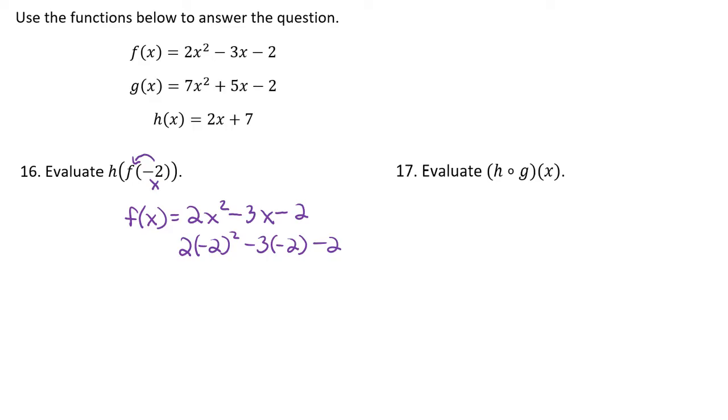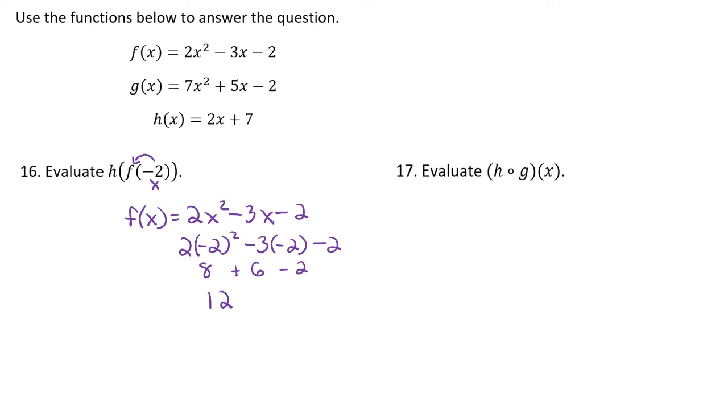So doing the math, negative 2 squared is 4. 4 times 2 is 8. Negative 3 times negative 2 is positive 6. And we have the minus 2. So 8 plus 6 minus 2 is going to give us 12.